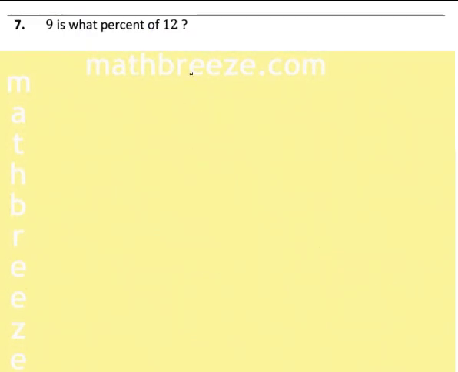In number 7, we want to find a percent. 9 is what percent of 12? So one way of doing this is to rewrite it: this is the part, and this is our whole number. So we can write the part over the whole.